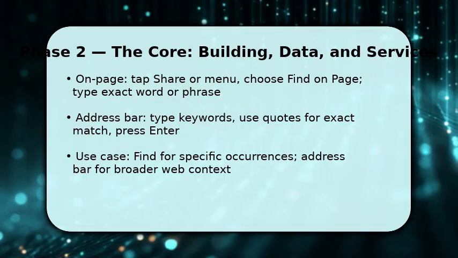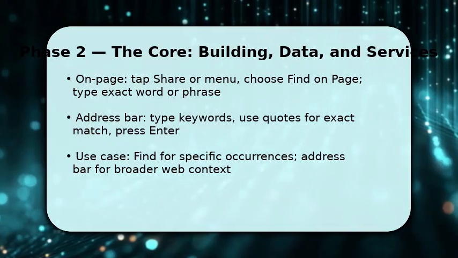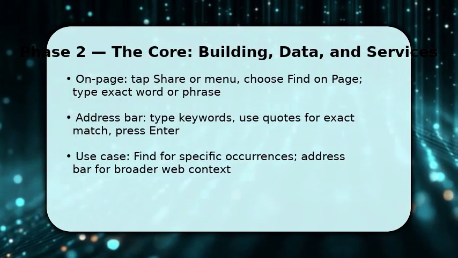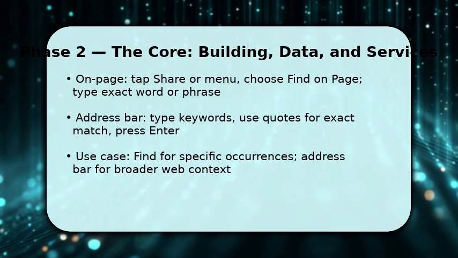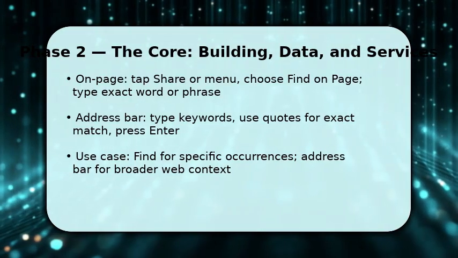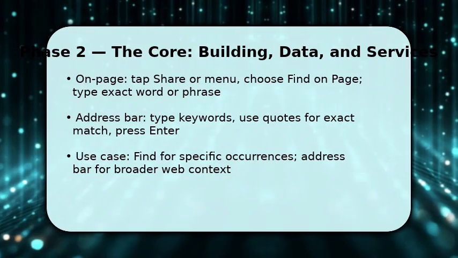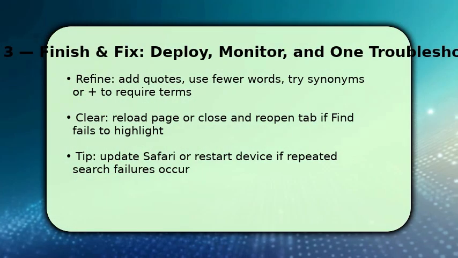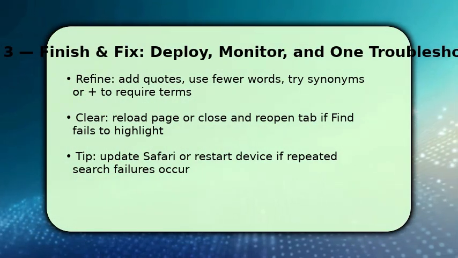For web search, type keywords directly into the address bar, use quotes for exact matches, and tap Enter to get results. Once done, scan snippets or highlighted matches to confirm relevance. This separation helps you target a single page quickly or broaden the query across the web when needed. Finish by refining and verifying what you found.